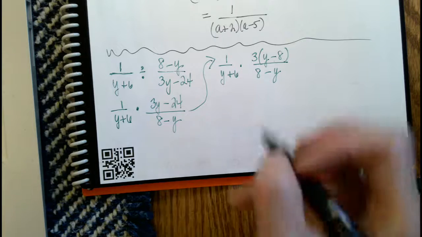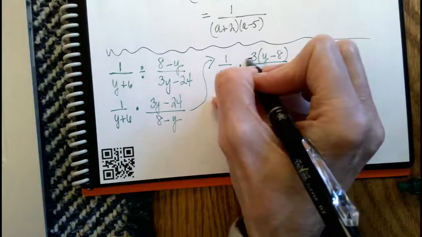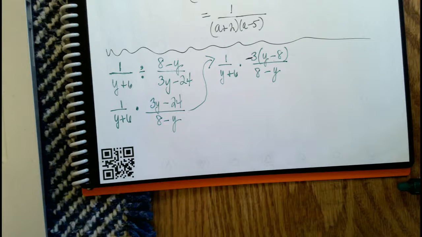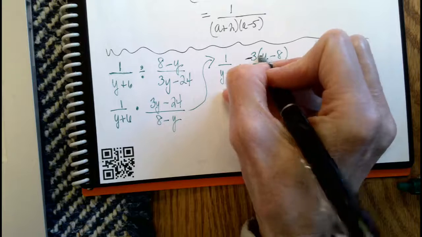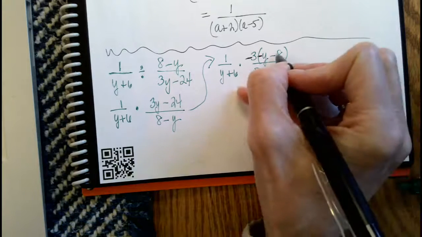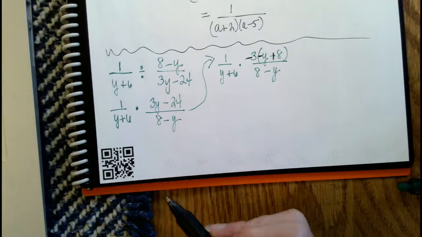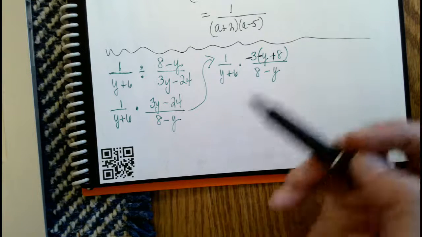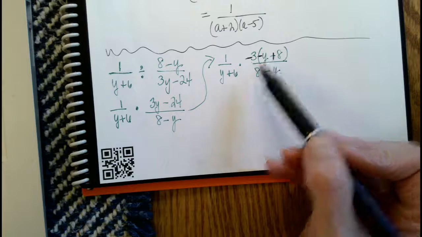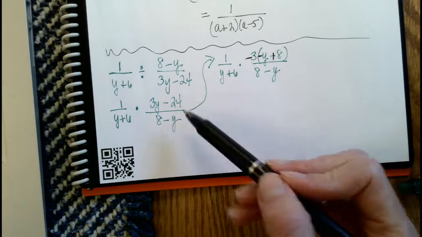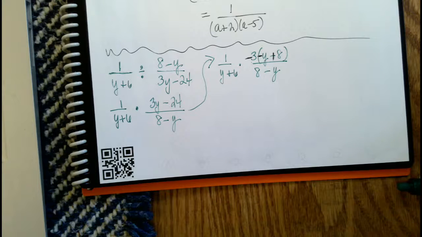And what I'm going to do is add in a negative here. But if I add a negative in there, then I need to add a negative in here. And I need to add a negative in front of the 8, or I need to change that sign there. So it didn't change anything. If you look, if we distribute, negative 3 times negative y is positive 3y. Negative 3 times positive 8 is negative 24. So we didn't change anything.